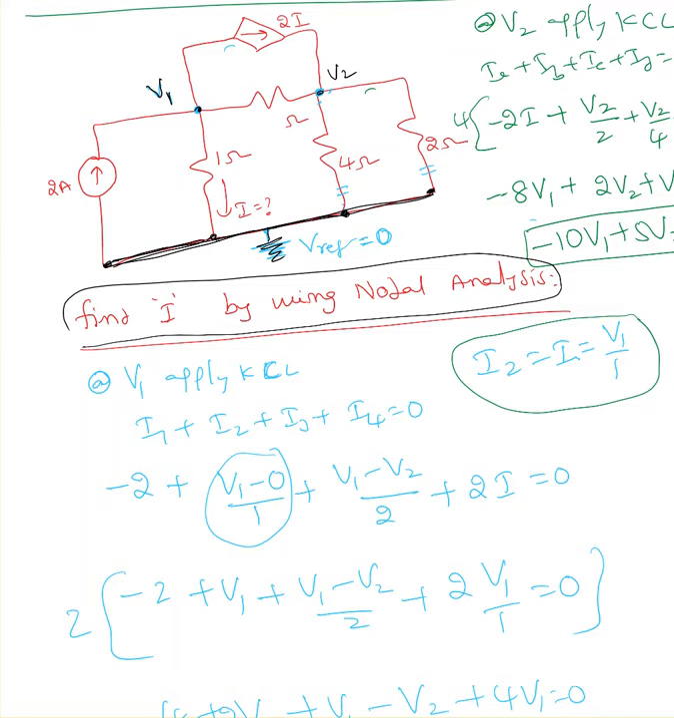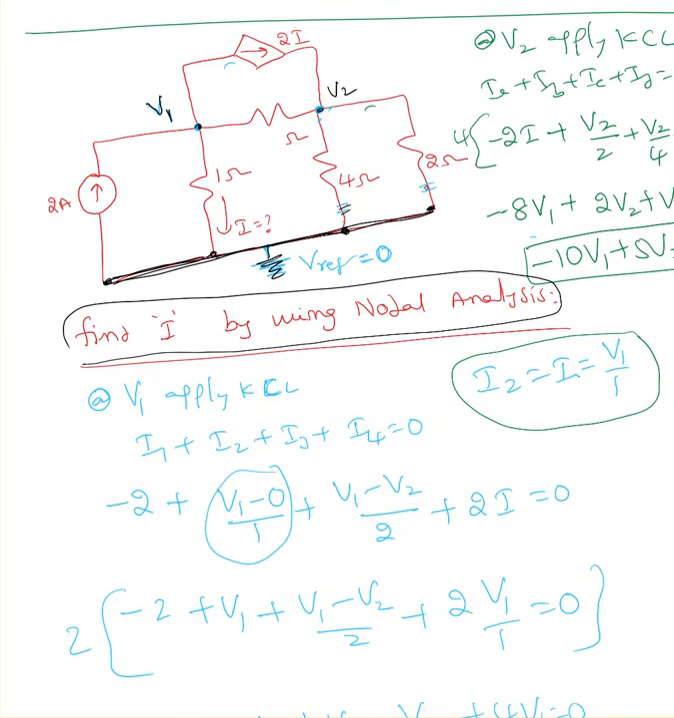Same thing with v2. Here, if you want to simplify, I can clearly see 4 parallel with 2 because both of them are connected between v2 and v reference. Since our goal is finding I, which is not going to disturb us, you can combine 4 parallel with 2: 4 times 2 divided by 4 plus 2, which is 8 by 6, which is 1.33 ohms. So I can replace the 4 ohms and 2 ohms with 1.33 ohms. At this point, I'm going to leave them as 4 ohms and 2 ohms.